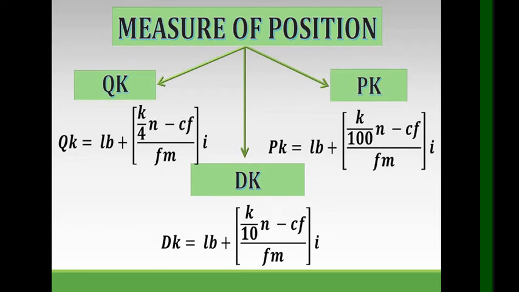For the Pk, or the percentile, we have lower boundary plus k over 100 times N minus CF over fm times I. All of these formulas have the same terms used, except for the quartile which uses 4, for decile 10, and for percentile 100.